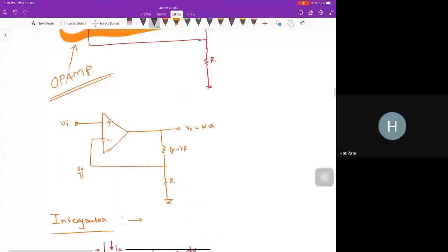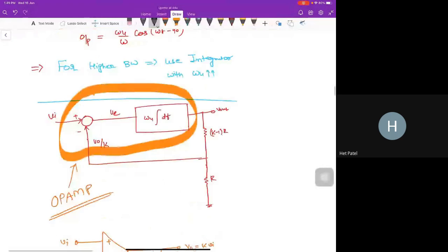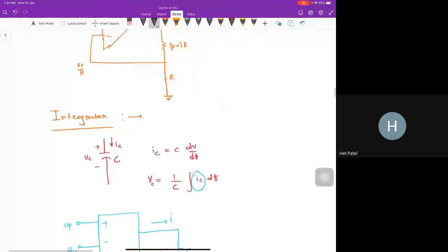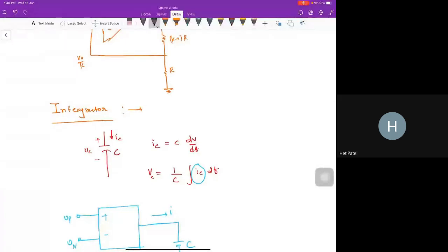The thing is, let's build this op-amp. That means let's build this integrator. So how can we get an integration? Think in a simple way. I have a capacitor. Across it I have the voltage VC. The current flowing through it is IC. So the voltage across the capacitor is simply 1 by C integration of I dt. So I need a current that is a function of the difference of Vp and Vn.